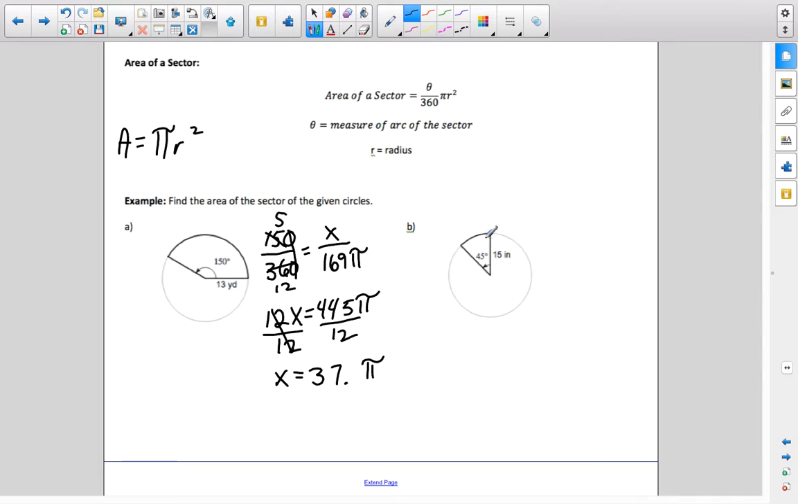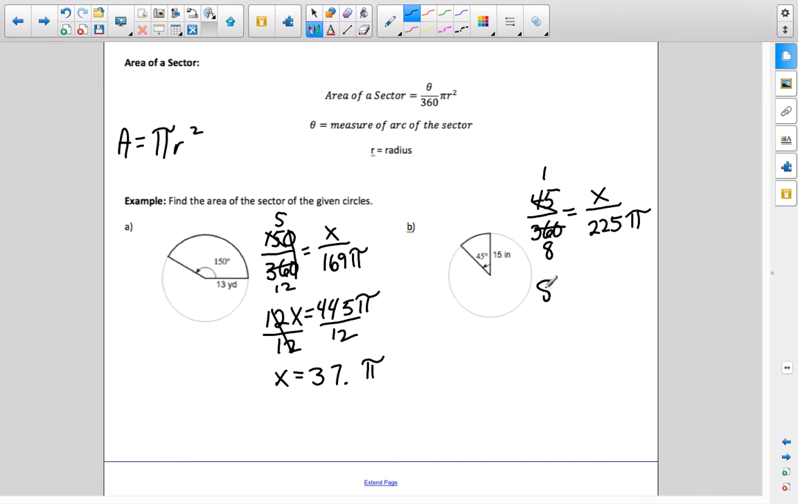Now over here on the second example, our piece of the pie, or our sector, has a 45-degree angle. So I'm going to write 45 over the total 360. Part over whole equals the part I want over the whole circle. And the circle has a radius of 15, so when I take 15 and square it, I get 225 times pi. Now to simplify this fraction, 45 goes into 360, let's see, 8 times? 90 goes into 360 4 times, so 45, half of 90, goes in 8 times. So this becomes a 1, and this becomes an 8 when I simplify this fraction.